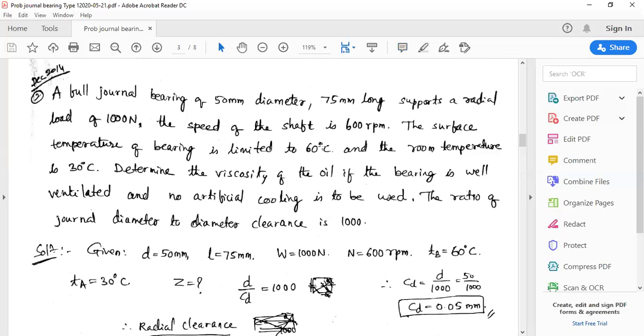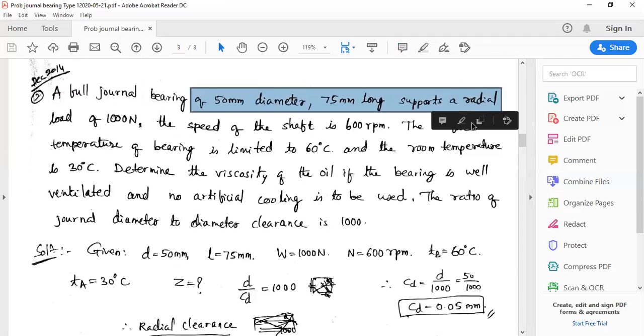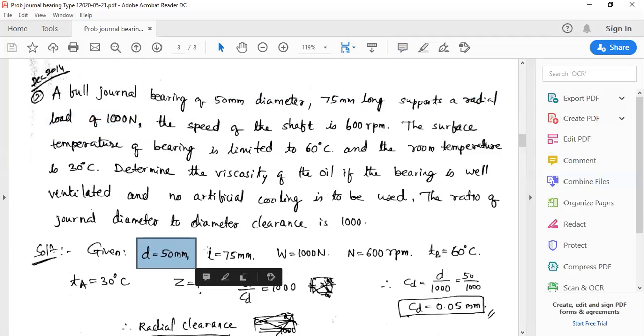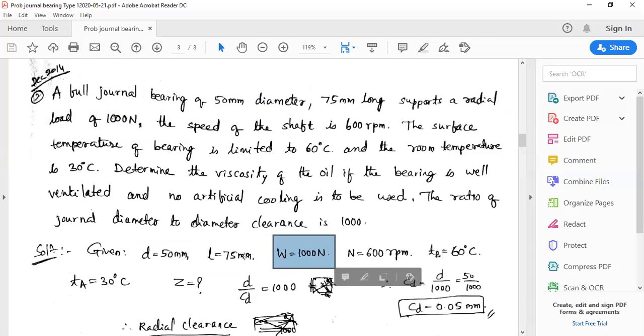Let us take another example, which was also asked in one of the previous question papers. A full journal bearing, which means the value of beta is 360 degrees, has a diameter of 50 mm and is 75 mm long. This is what is called a long bearing. It is loaded with 1000 newtons, so the radial load W is also given here. D is 50 mm, L is 75 mm, and W is 1000 newtons.